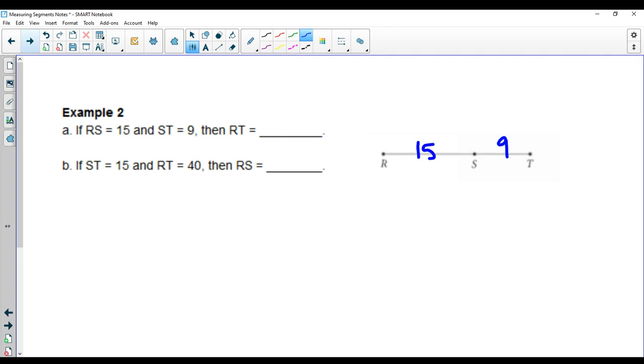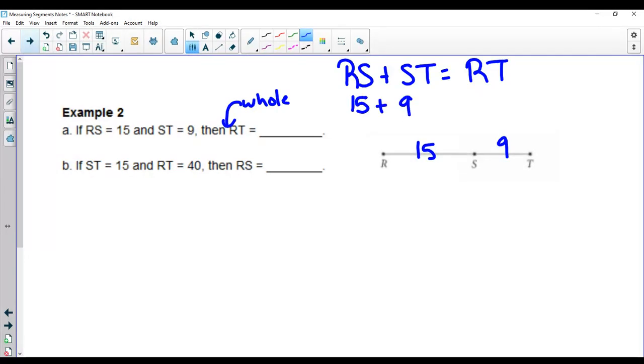We want RT. RT would be our whole. So we would say RS plus ST equals RT. Plug in what you know from the picture. Well, we know RS is 15 plus 9 equals RT. And if we do a little math, RT is 24. Super simple.